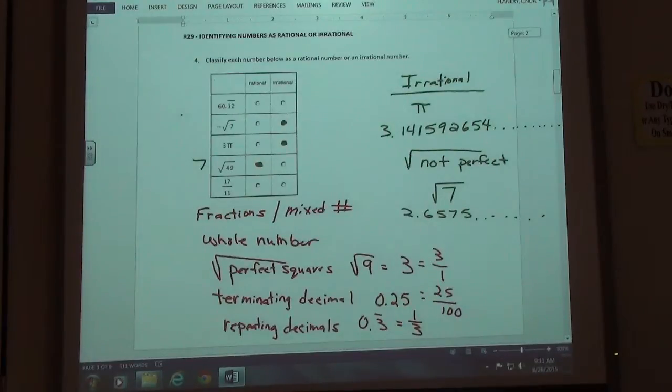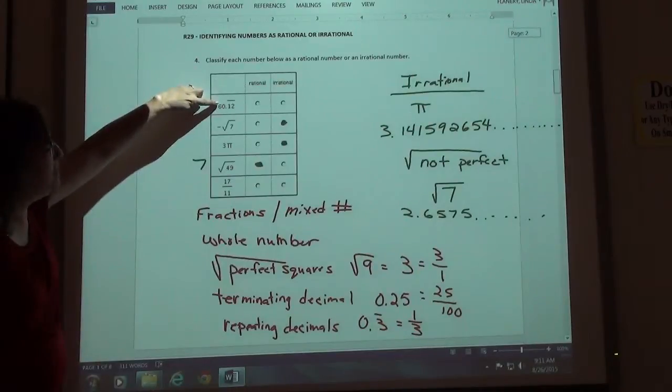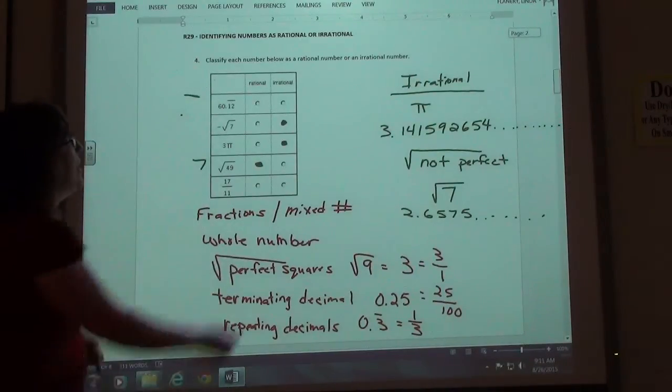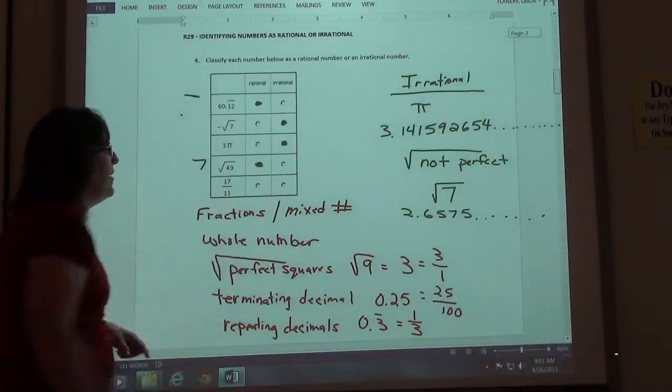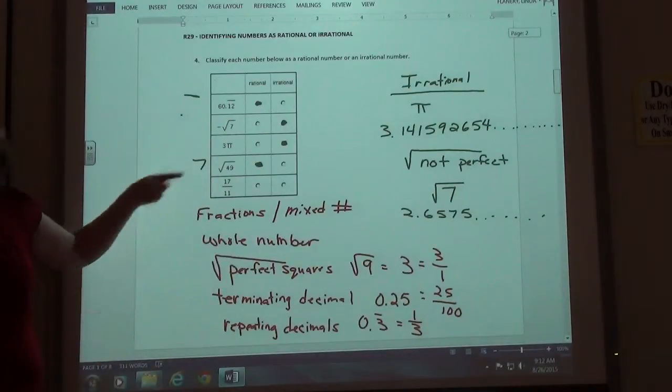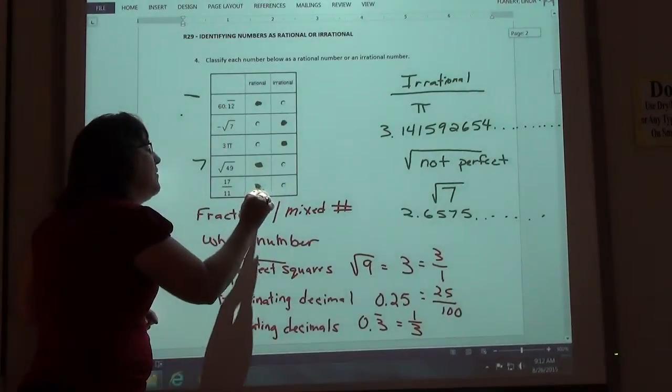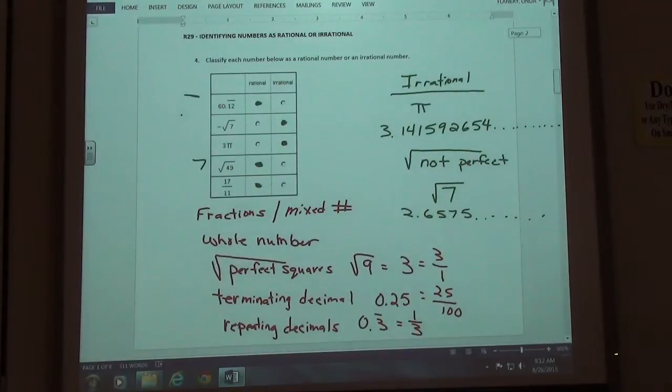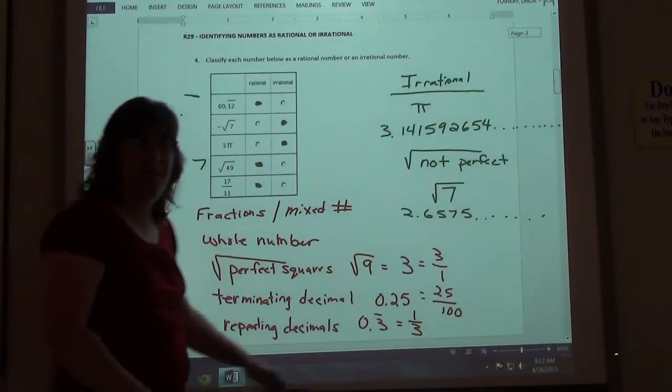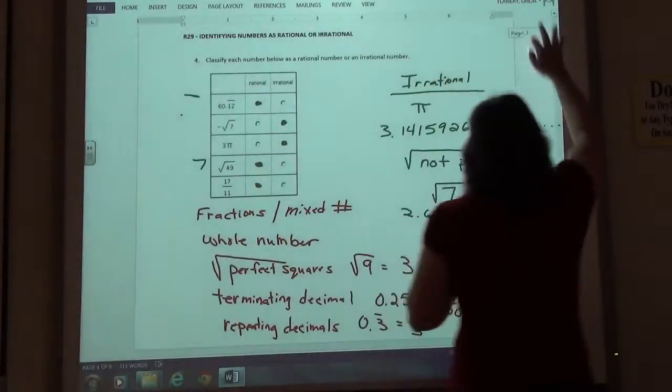Now the other 2 don't have anything to do with our irrational numbers, but if we look, this one is a repeating decimal. Repeating decimals are rational. This one is a fraction, and that's really what a rational number is. If you read the directions of something, and it says adding rational numbers, you know you're going to be adding fractions. All right. Clear as mud. We'll try the next 2.